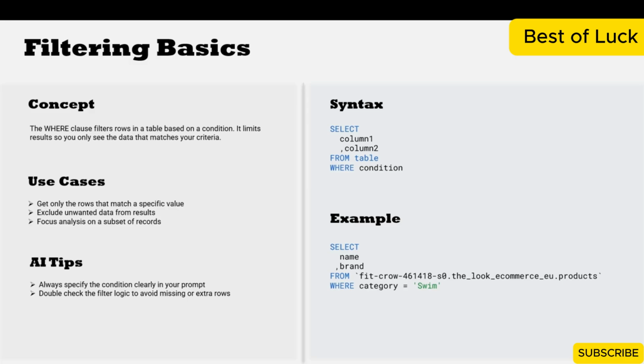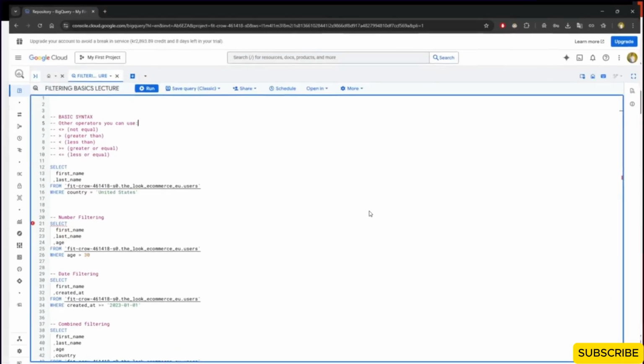A practical tip here is to always specify your condition clearly, especially when working with AI tools. If you just say, filter the data, the AI may not know what you mean. Instead, say, filter for customers where the country is equal to Canada. And it is always a good idea to double-check the filter logic so you do not accidentally miss rows or include too many. Now let's move over to some examples in BigQuery.